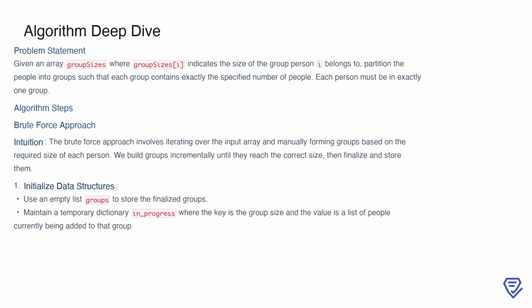In this problem, we are tasked with grouping people based on the sizes specified in the group sizes array. Each person, represented by their index in the array, belongs to a group of a specific size indicated by the value at that index. Our goal is to partition all individuals such that every group contains exactly the required number of people, and each person belongs to one and only one group.